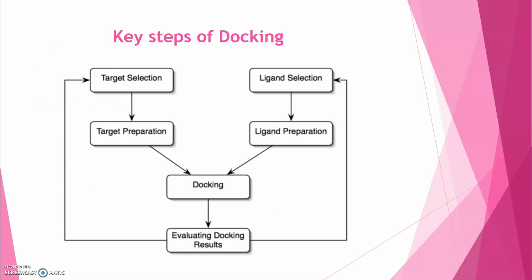These are the key steps of docking. The first one is target selection. First we have to select the target, that is the receptor on which we have to bind the ligand. After that, its preparation in the software itself. Then ligand selection, whether it is a synthesized molecule, small molecules, or whether it is from a database. So preparation of the ligand is also done.